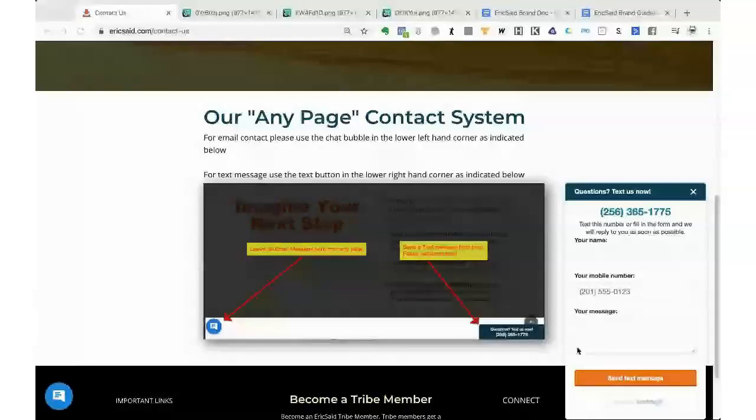This is a special text message. It's not my phone number. It's a special text message.